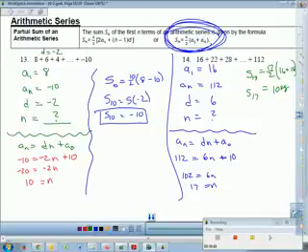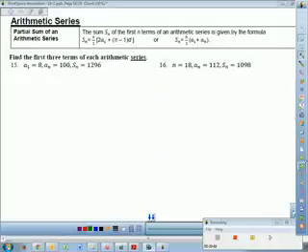Cool. So it's a lot of different concepts today, just like your homework. Look back to notes to help you do these. It's like, how did we do problems like this? What do they want you to find? The first three terms of an arithmetic series.